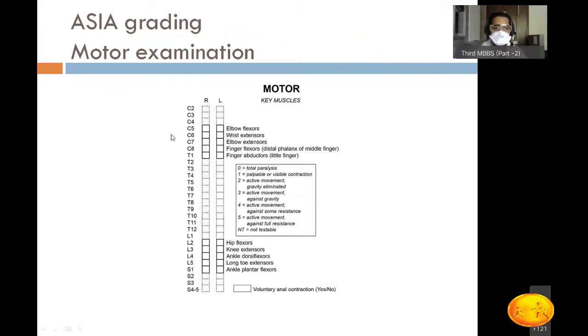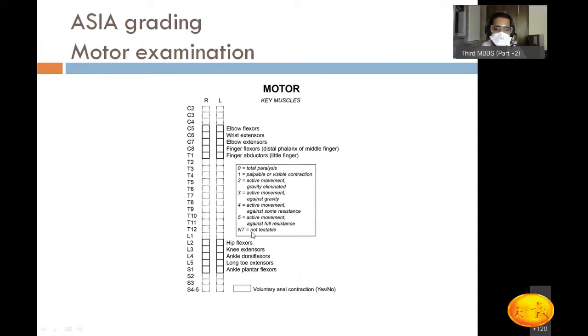Next is motor examination. ASIA grading has also given key motor examination points, which you examine from C5, C6, C7, C8, T1. For C5, you examine elbow flexors. For C6, wrist extensors. C7, elbow extensors. C8, finger flexors, distal phalanx of the middle finger. And T1, finger abductors, little finger.